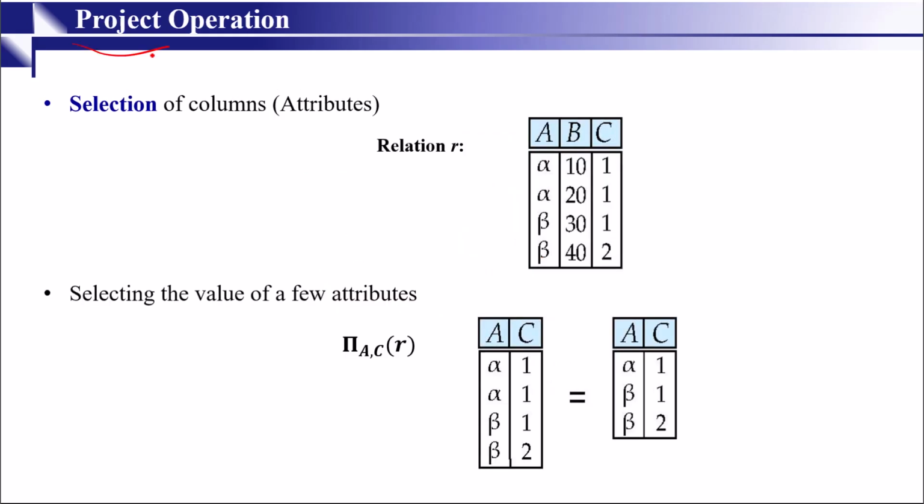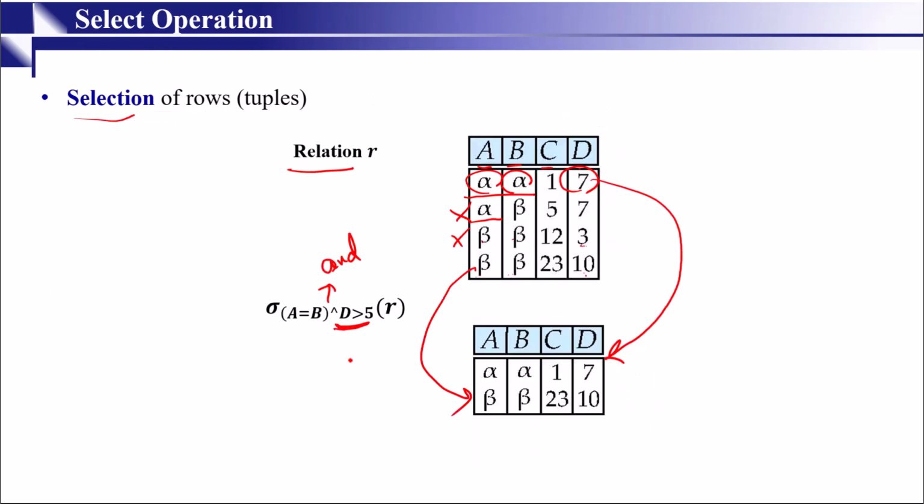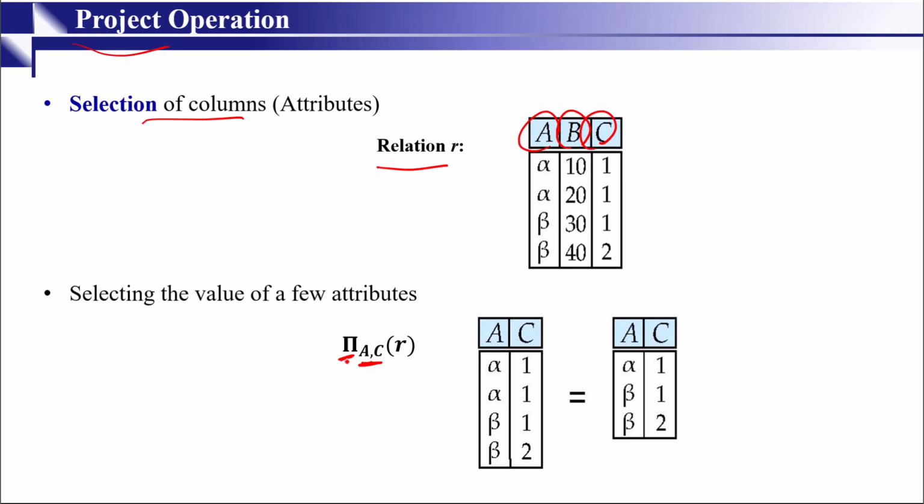Then we have the projection operator. This is selection of columns, right? So the project operation selects specific columns. For example, we have relation R, and here we have A, B, and C. Out of these three columns, we want to get only A and C. We show this by pi. Here, we show the selection by sigma. Here, we show projection by pi.